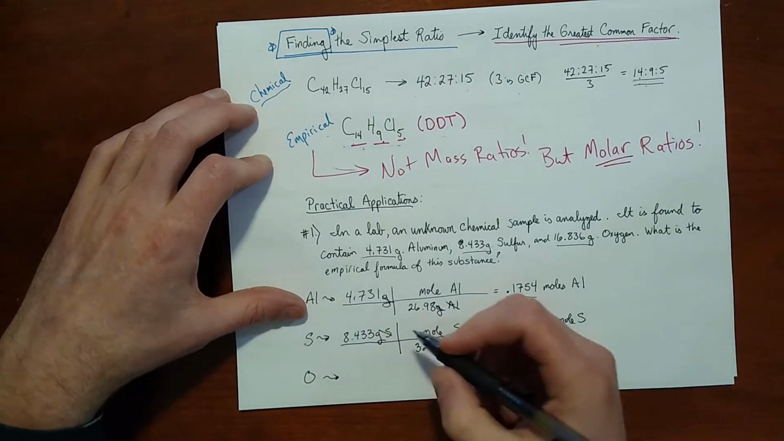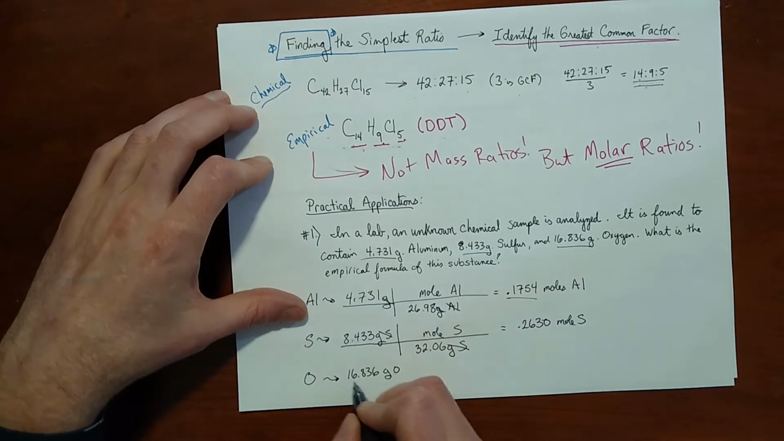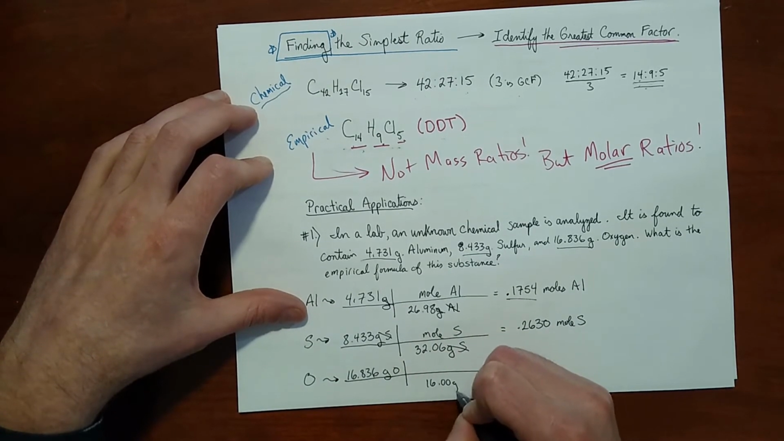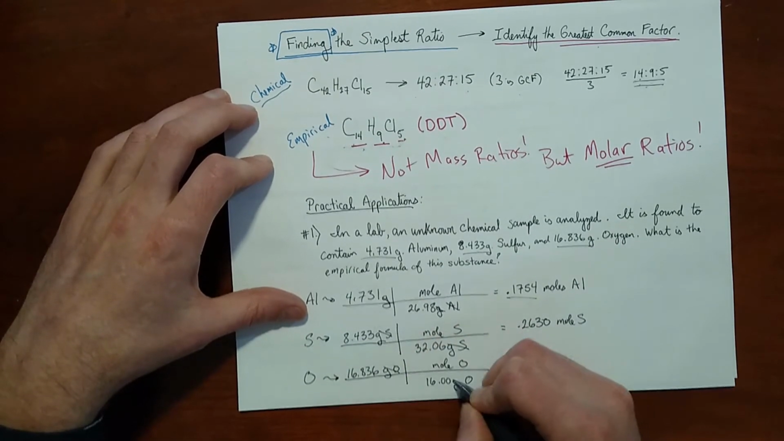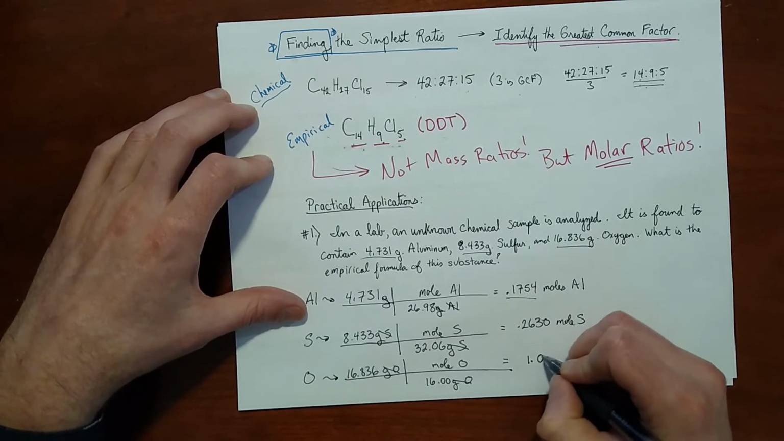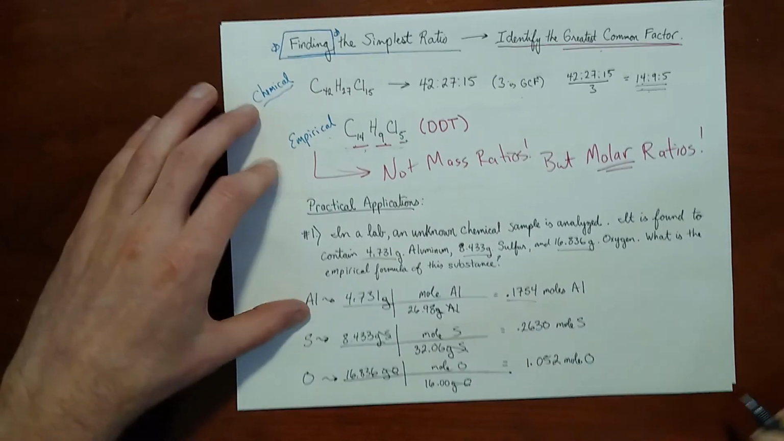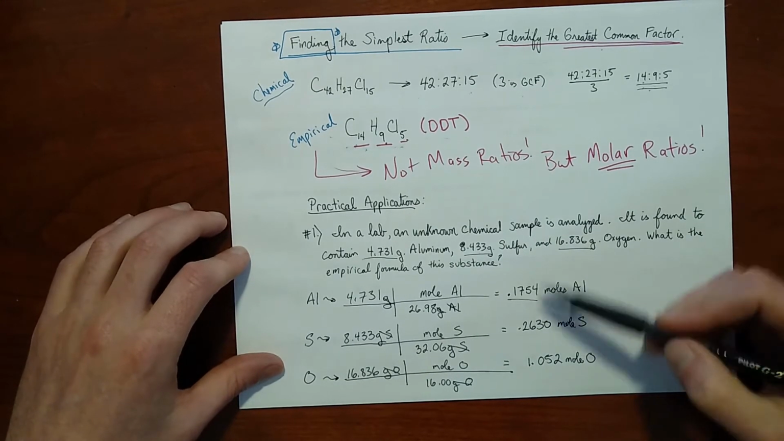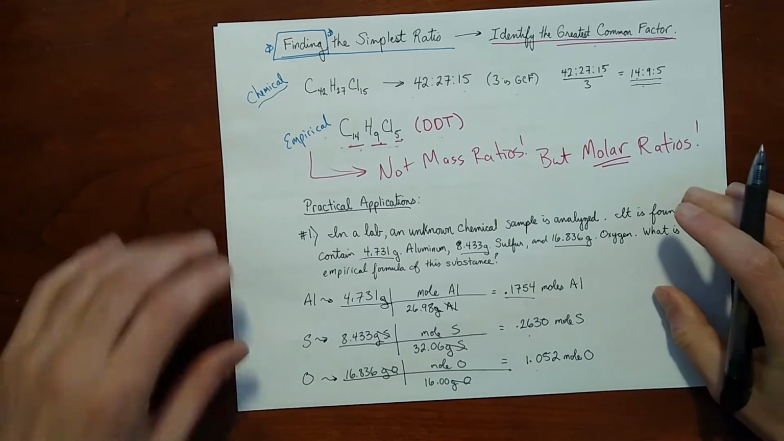And then for the oxygen, finally, 16.836 grams of oxygen. There are 16 grams per mole, which means that this quantity of oxygen is equivalent to 1.052 moles of oxygen. So now I have numbers that are comparing moles. This is my molar ratio, 0.1754 to 0.2630 to 1.052.